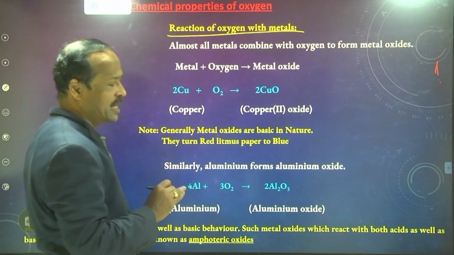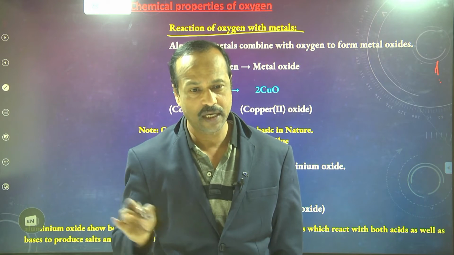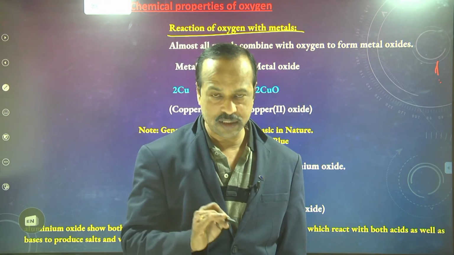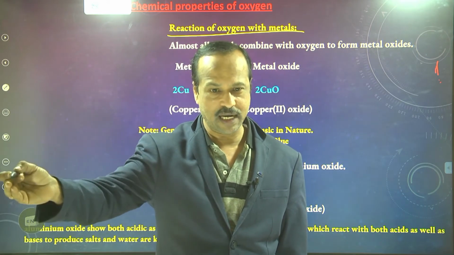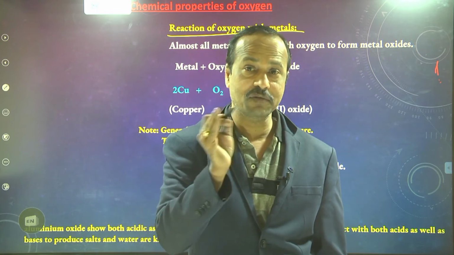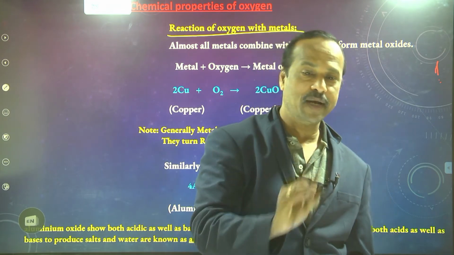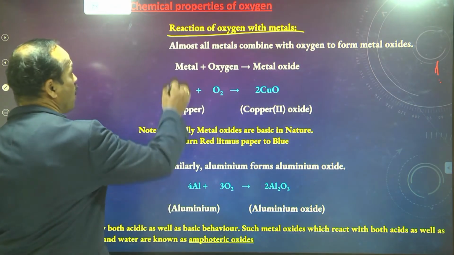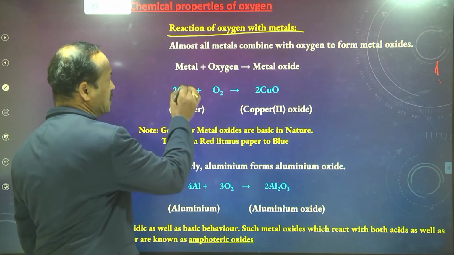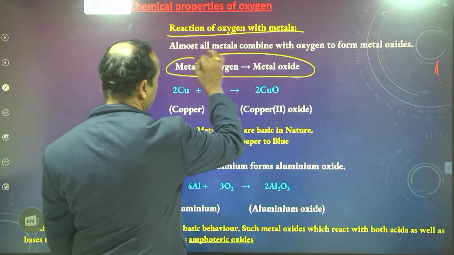Once again, just as I told you, oxygen can react with almost all the elements. So here, almost all the metals also react with oxygen to form metal oxides. What we studied in the previous slide was that non-metals react with oxygen to form non-metal oxides. Here, metals react with oxygen to form metal oxides. So see here, almost all metals combine with oxygen to form metal oxides. For example, you see here, this is a general equation or word equation.